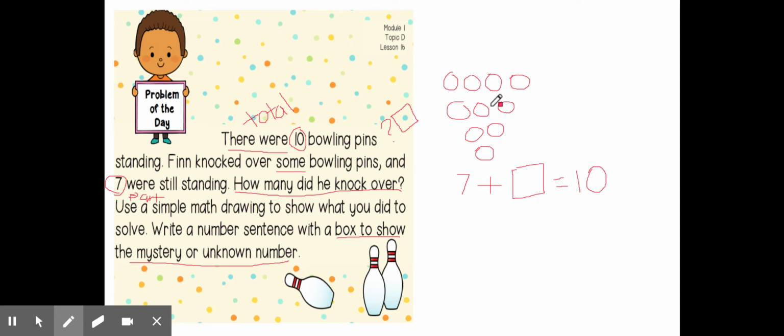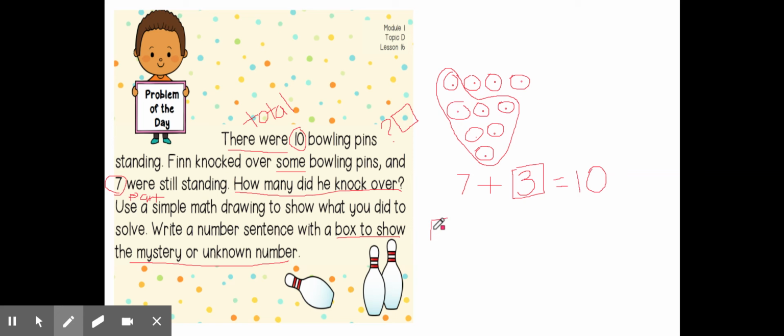And now if I want to use my drawing to solve, I'm going to count up to 7. 1, 2, 3, 4, 5, 6, 7. These are the 7 bowling pins that were still standing after Finn knocked some over. The 7 pins are these 7 right here, represented in the number sentence. So now I can count on from 7. I don't have to count 7 anymore. I can just say 7, 8, 9, 10. How many more pins? 3.